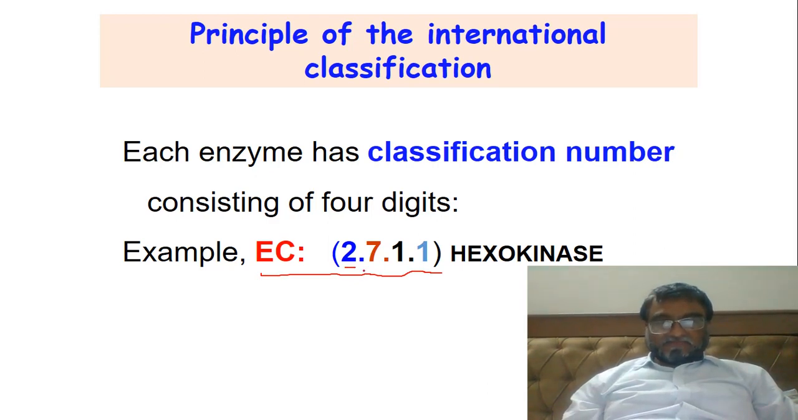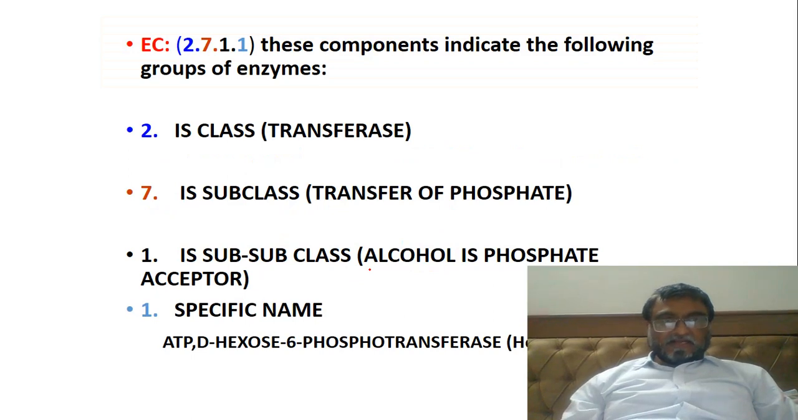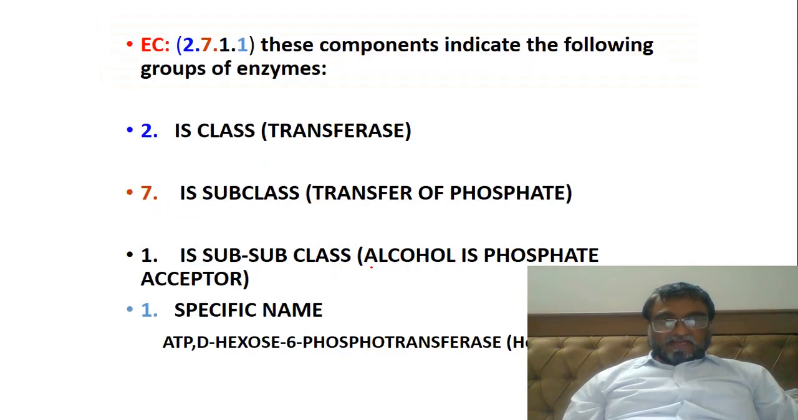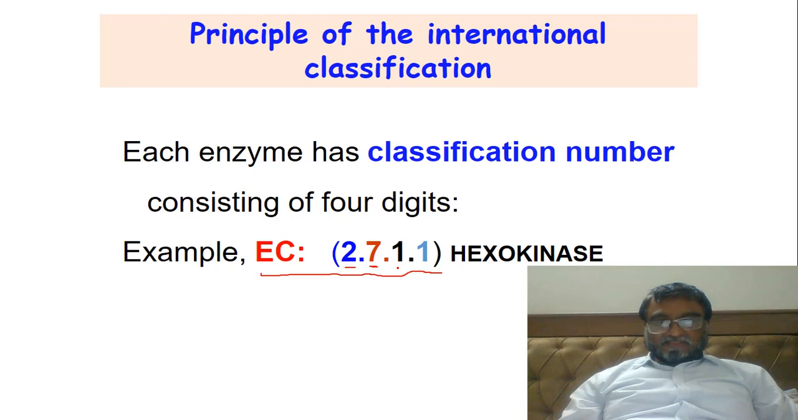The number 7 is a subclass. What does it mean? This is a transfer of phosphate. The number 7 refers to enzymes associated with the transfer of the phosphate group. The next one is also a subclass, which shows where the phosphate is going to be transferred.